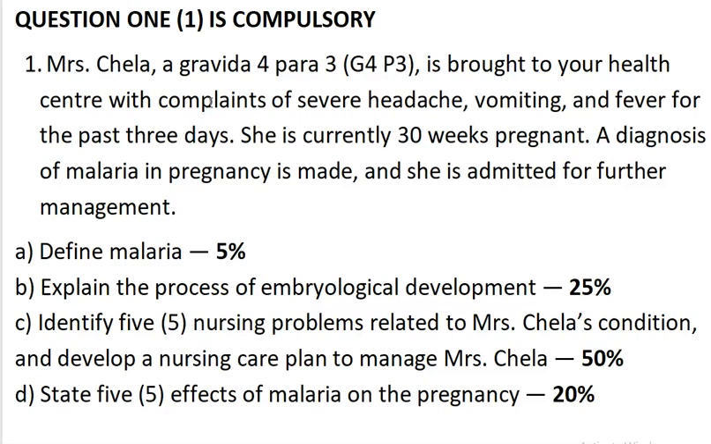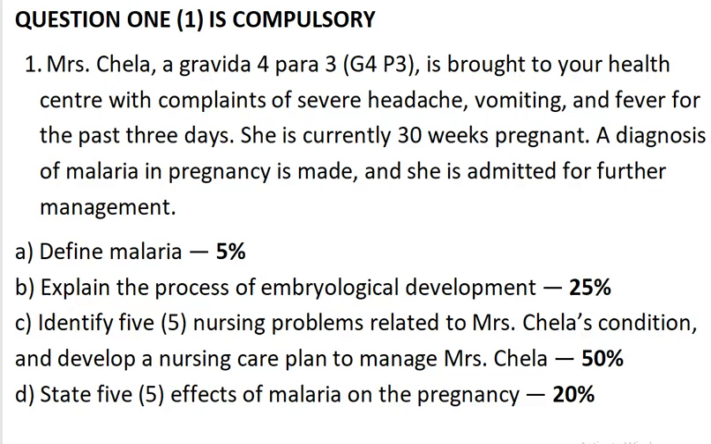Question A is saying define malaria, 5%. B, explain the process of embryological development, 25%. C, identify 5 nursing problems related to Mrs. Chela's condition, which is malaria, and develop a nursing care plan to manage Mrs. Chela. D, state 5 effects of malaria in pregnancy.